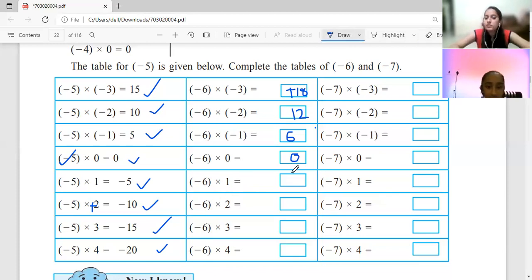The next answer would be -6. Minus 6. Next one. -12. Okay. Remaining, I guess you can solve yourself. ऐसा कुछ है नहीं difficult. You can ना?